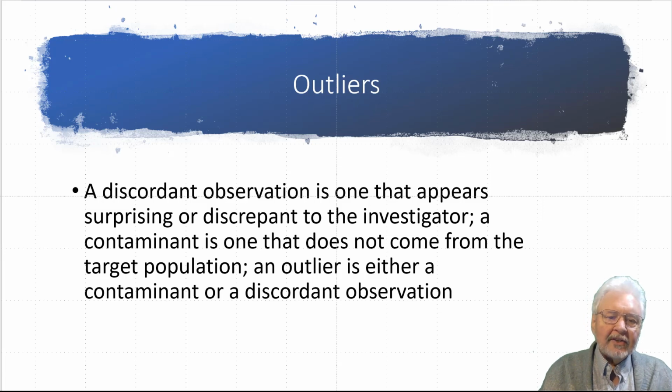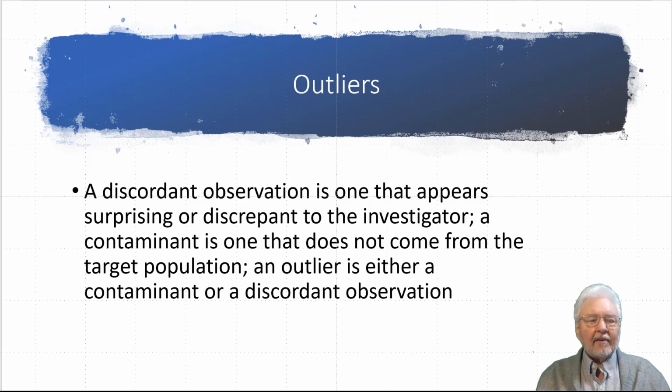In this video, we discuss the ways of handling outliers. An outlier is a surprising or unusual observation that was obtained basically in a normal fashion in terms of the design of the study. Whereas another kind of outlier is a contaminant. It's one that's just a mistake, and basically you ignore it. In this video, we're going to be covering the discordant observations.